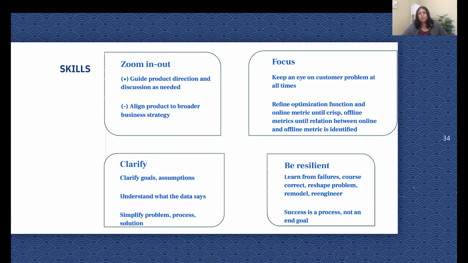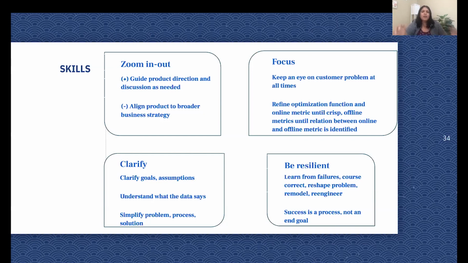And finally, super important, be resilient. Incubations come with failures at every stage. Things don't work, you keep on trying, don't take it to heart. Course correct, reshape the problem, remodel, re-engineer, think laterally, but be resilient. Success is a process, not an end goal. Nothing other than incubations will teach you that better.